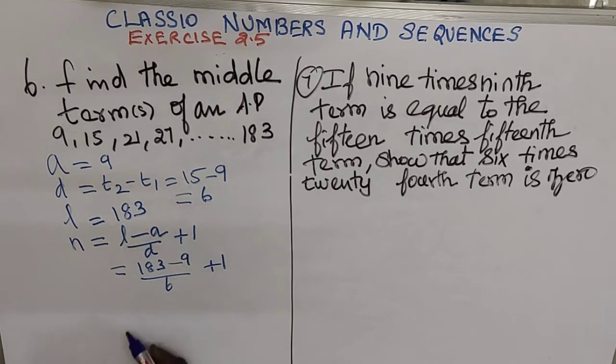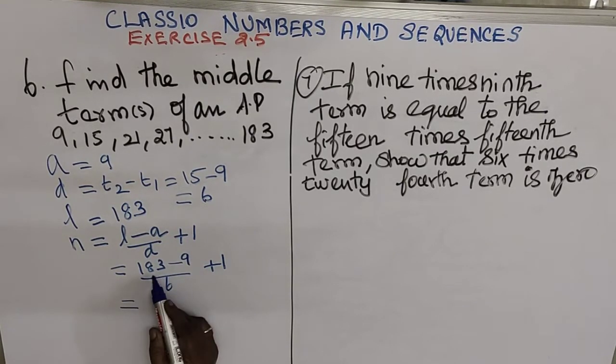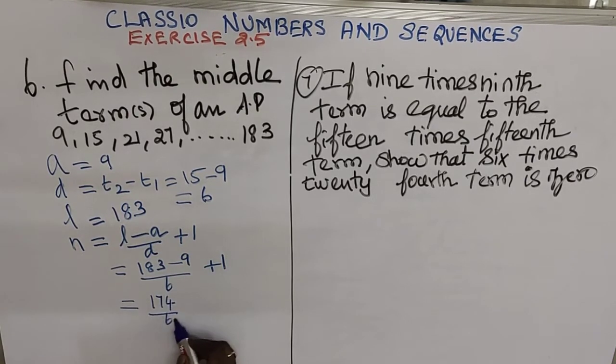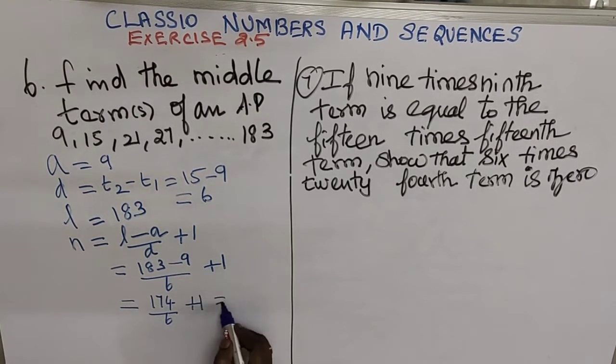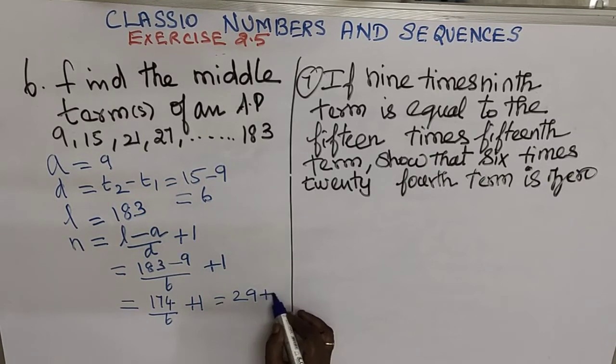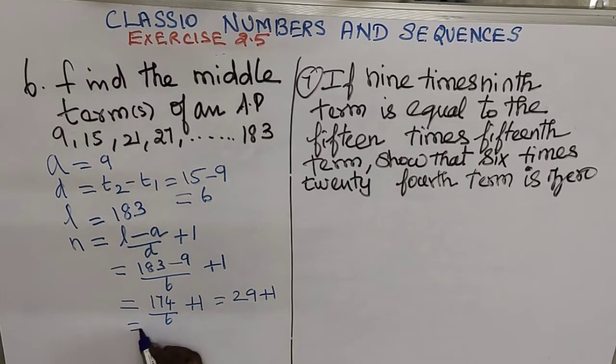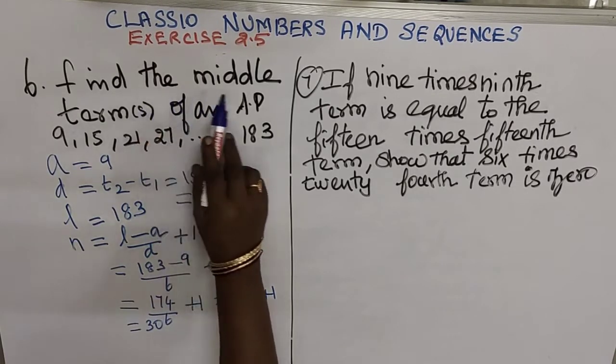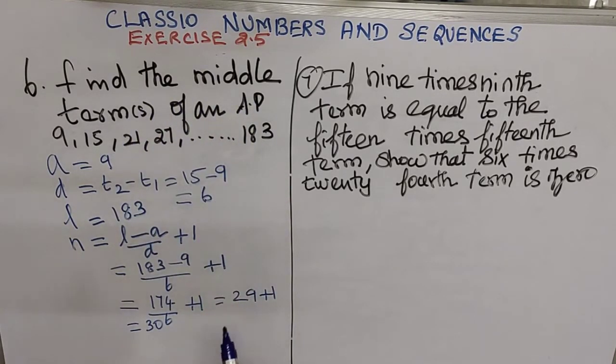So 183 minus 9 is 174, by 6, plus 1. That is 29 plus 1, which is equal to 30. Now we have to find the middle term of an AP. The number of terms is 30.